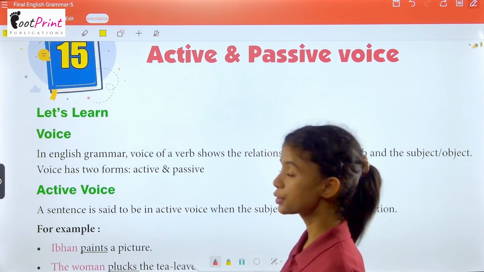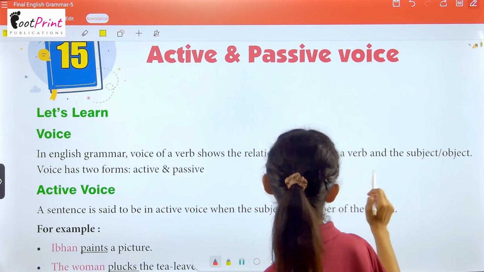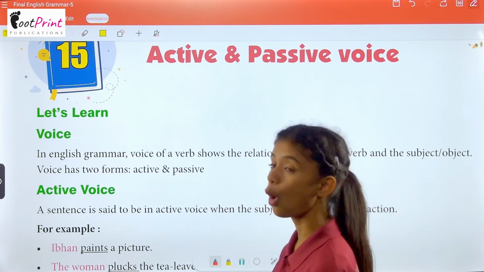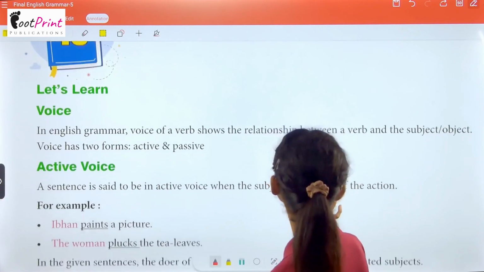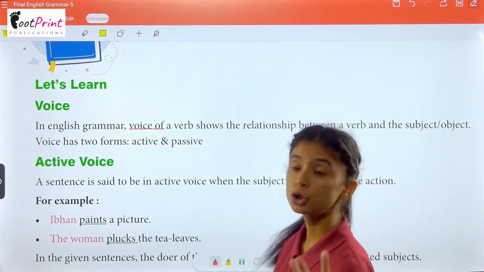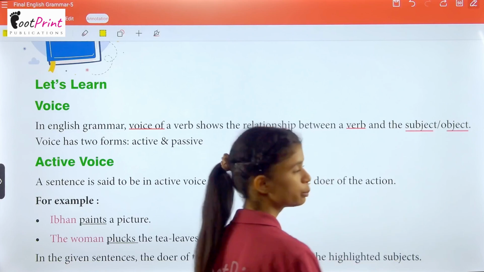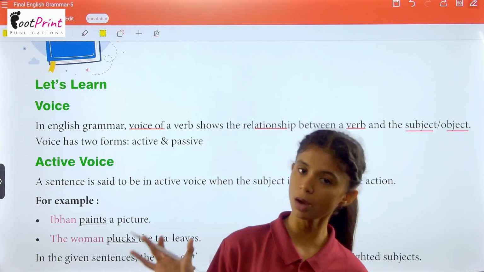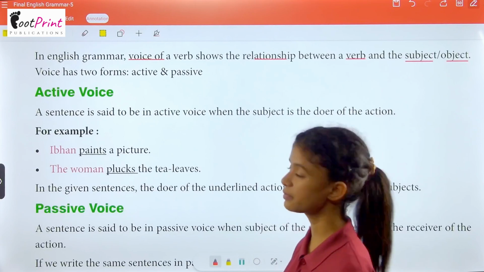Voice. What is voice, students? In English grammar, voice of a verb shows the relationship between a verb and the subject or object. Voice has two forms, active and passive. So that means that in English grammar, voice of a verb shows its relationship between the subject and the object. And there are two forms of voice, active and passive.